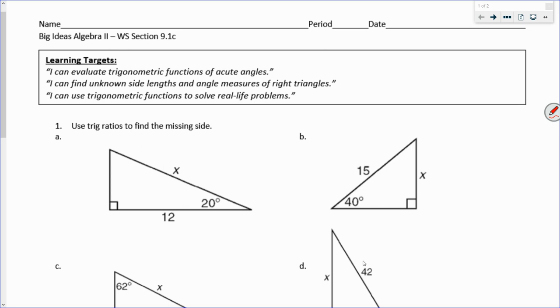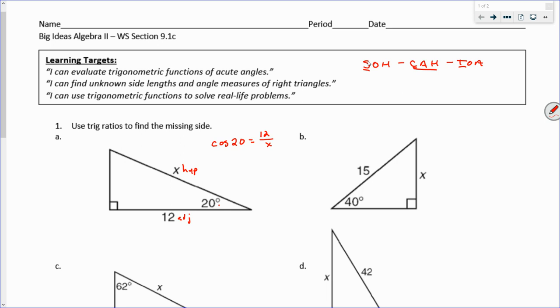As a reminder from some of the first videos so far, this is our memory mnemonic. Meaning sine is opposite over hypotenuse, cosine is adjacent over hypotenuse, tangent is opposite over adjacent. So the first thing we're going to do is look at this degree angle and realize that to this angle, this is the adjacent side and this is the hypotenuse. So adjacent and hypotenuse is cosine. So the problem we're going to set up is cosine of 20 equals adjacent over hypotenuse.